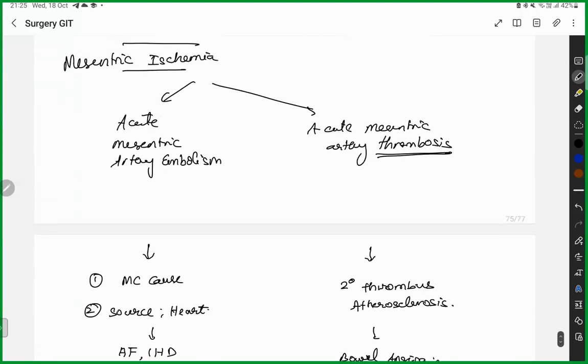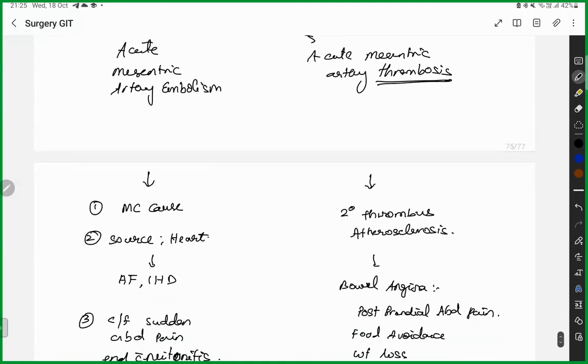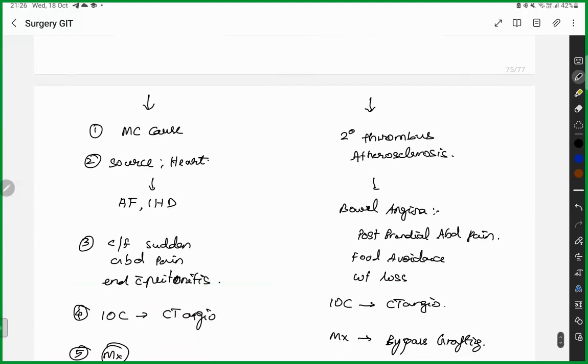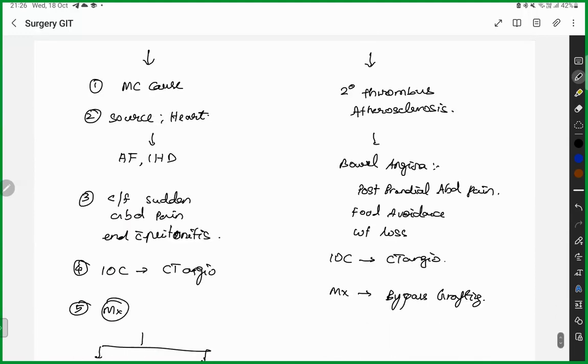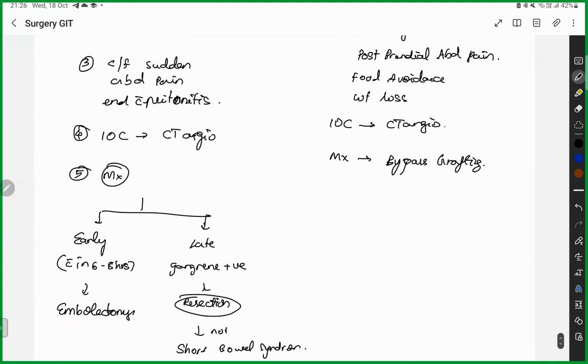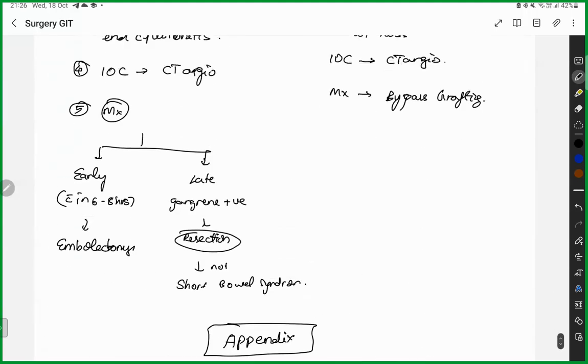Then you are going to have acute mesenteric artery thrombosis. This is due to secondary thrombus on atherosclerosis. So bowel angina is most common. Postprandial abdominal pain can occur, and food avoidance and weight loss are the causes. Investigation of choice is going to be CT angio, and your management is going to be bypass grafting. Okay, so can you understand?